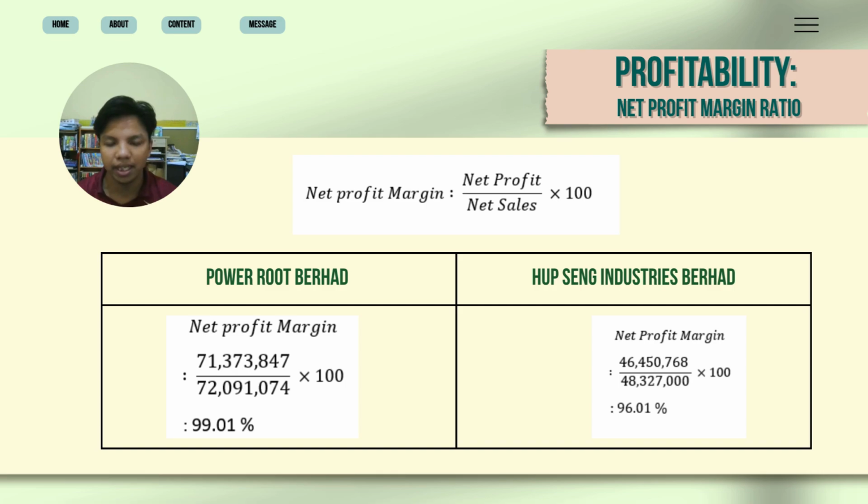Both are exceptionally high, meaning both companies have very tight cost control. However, these figures are unusually high, suggesting very low operating expenses or a unique business model. Perhaps they are holding companies or have minimal direct costs.